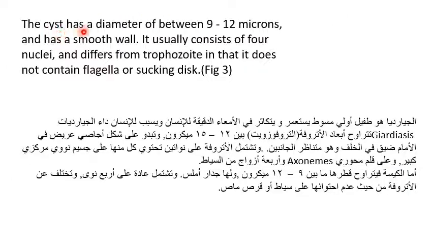The cyst has a diameter of between 9 to 12 microns and has a smooth wall. It usually consists of 4 nuclei and differs from a trophozoite in that it does not contain flagella or a sucking disc.